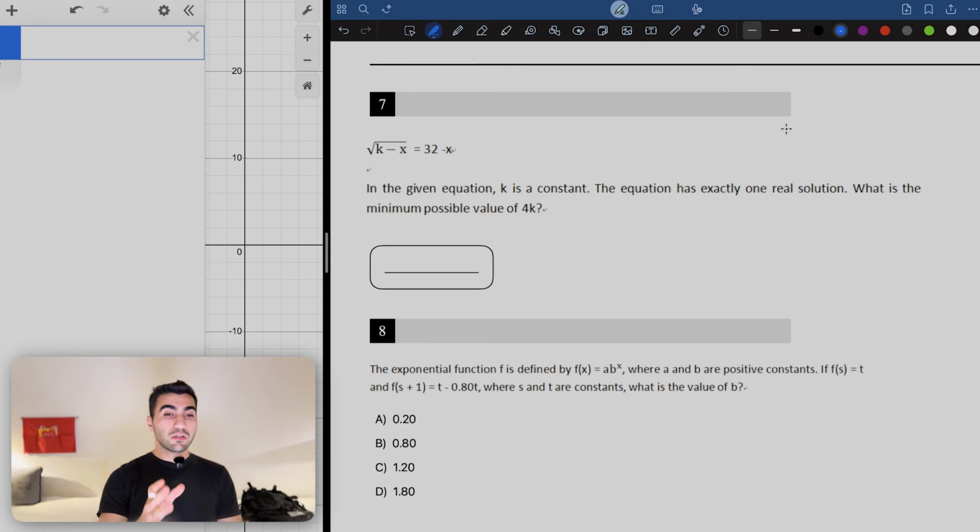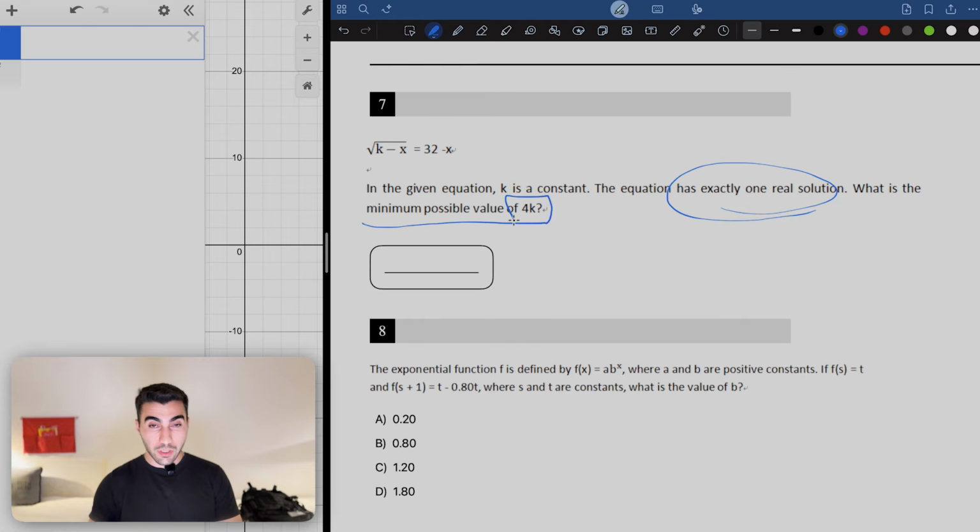All right, so this is a question that was in last year's November test. In this question we had a given equation. k was a constant. The equation has exactly one real solution. What is the minimum possible value of 4k? That's what the question is asking us.